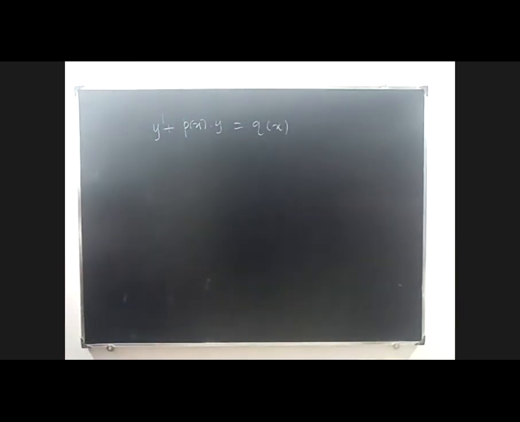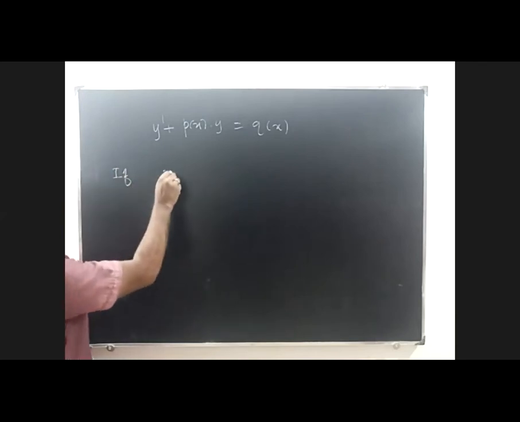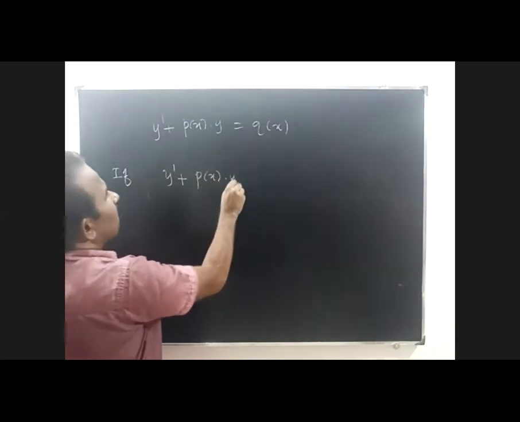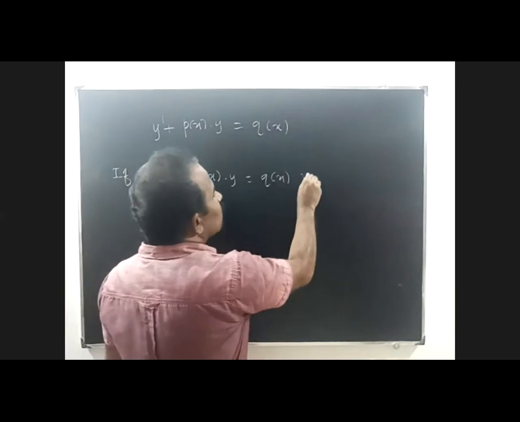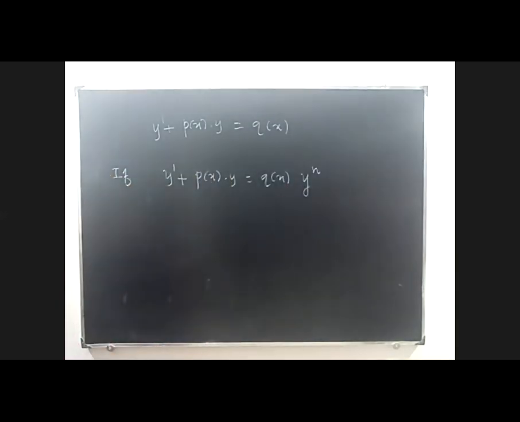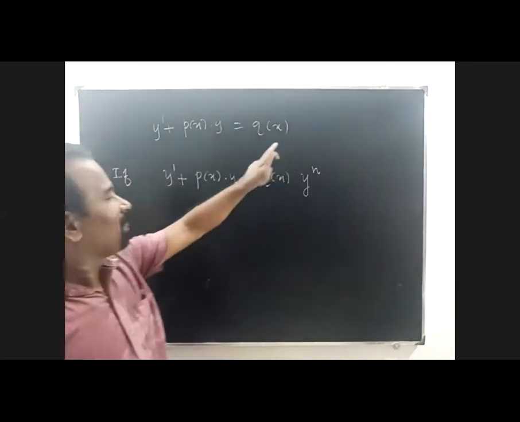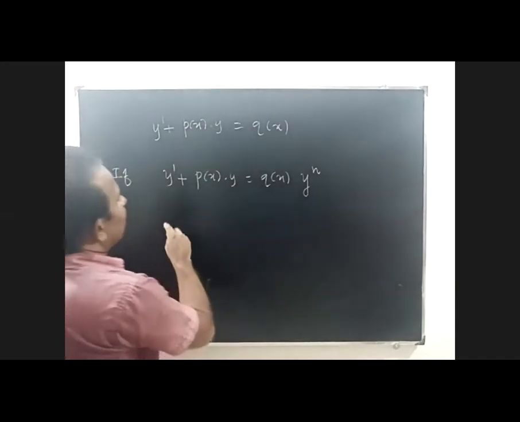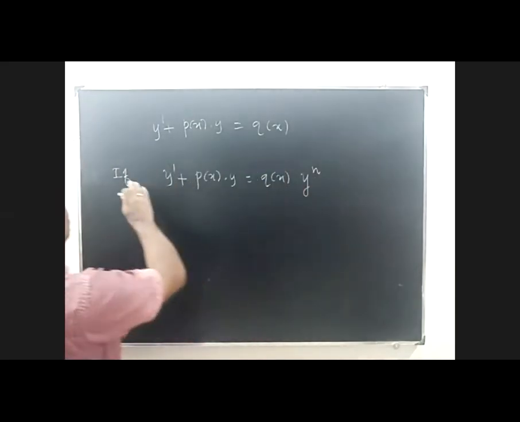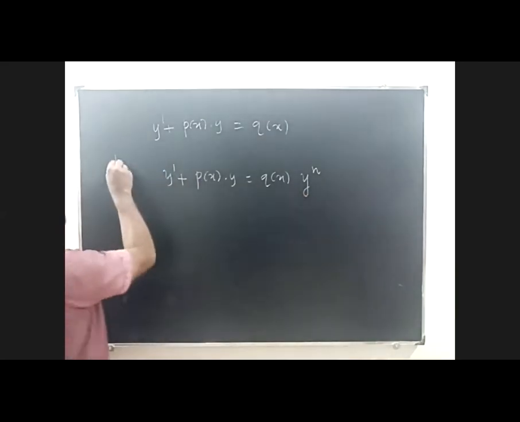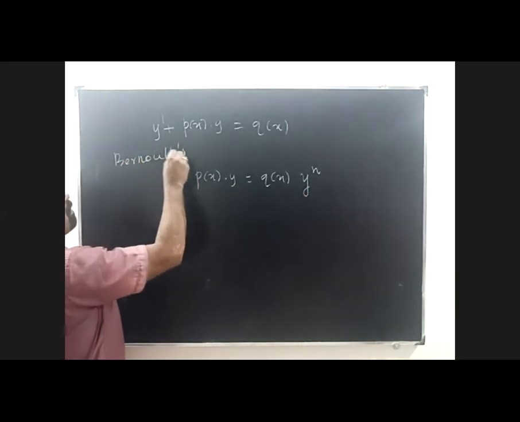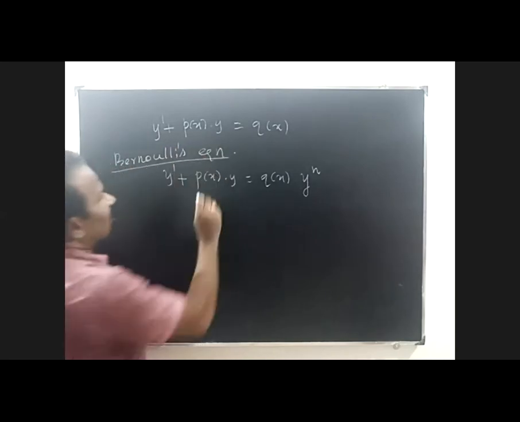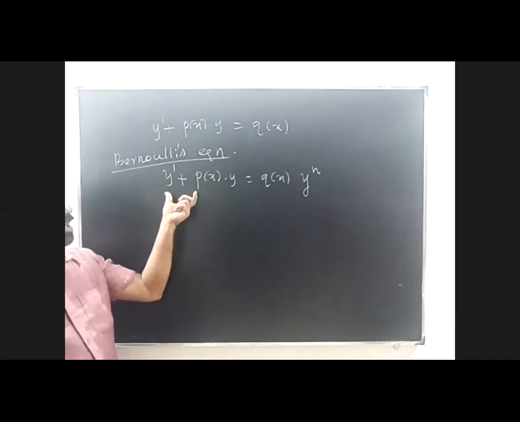Okay. Then one more important thing is, if y dash plus p of x into y equal to q of x into y power n, this is not linear. If the equation is like that, then this equation is called Bernoulli's equation.